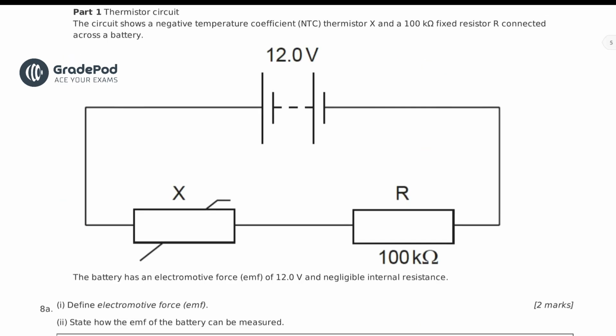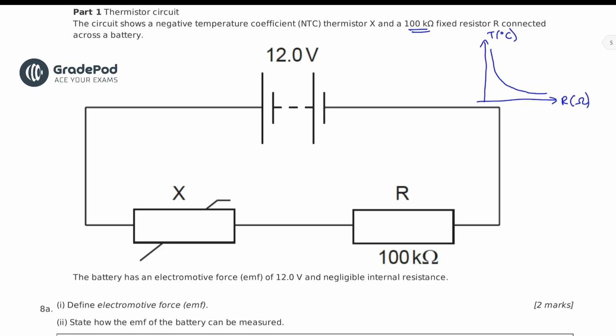The circuit shows a negative temperature coefficient thermistor and a 1000 kiloohms fixed resistor connected across a battery. Whenever I see something to do with an NTC thermistor, I always draw the graph just to remind me what the relationship of the graph is. And that'll be in your common graphs section in your revision notes, of course.